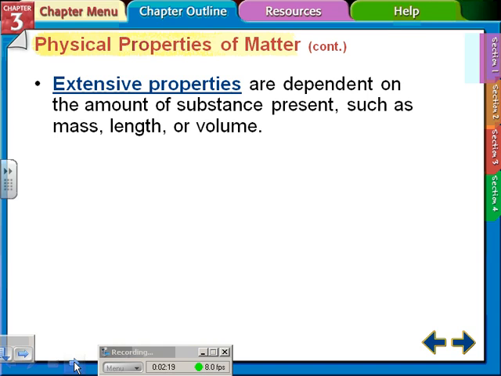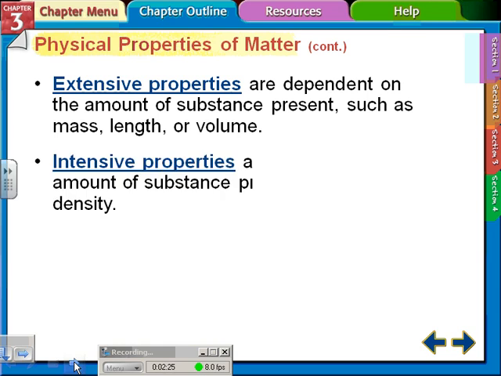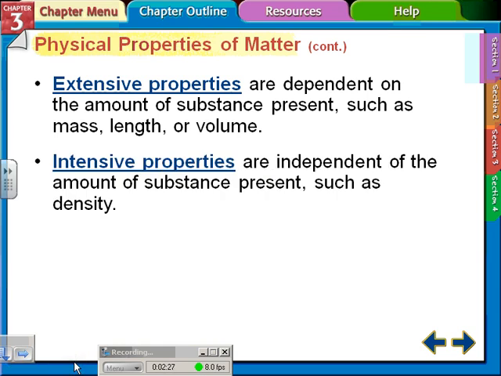And extensive properties are dependent on the amount of substance present, such as mass, length, or volume. Those are all extensive properties. Whereas intensive properties are independent of the amount of substance present, such as density. So we did density calculations before. Regardless of the size of the substance, you should come up with the same density every time. It's the amount of mass per unit volume.